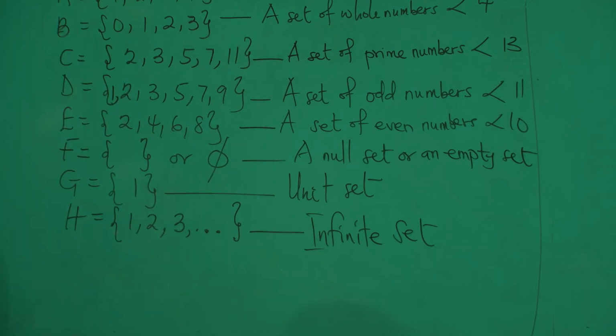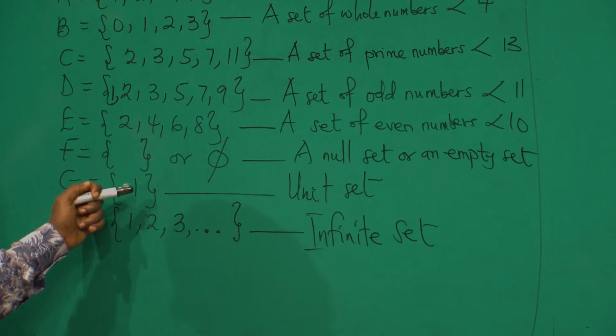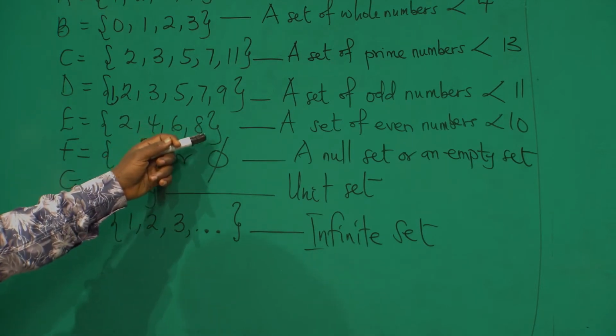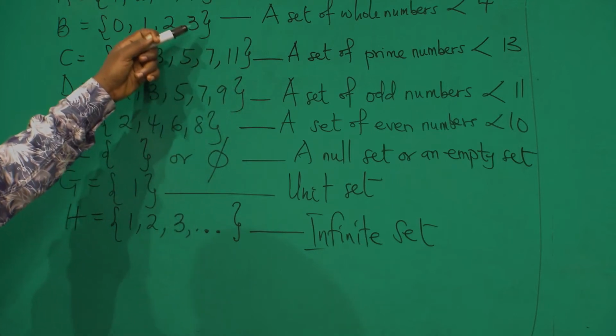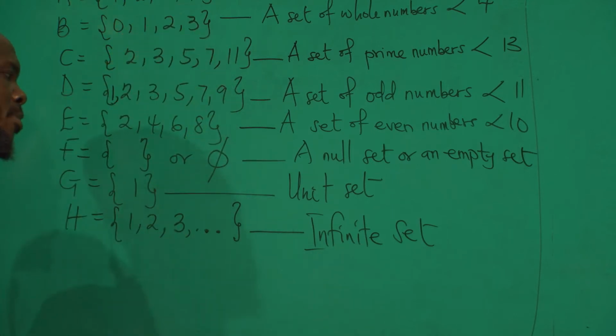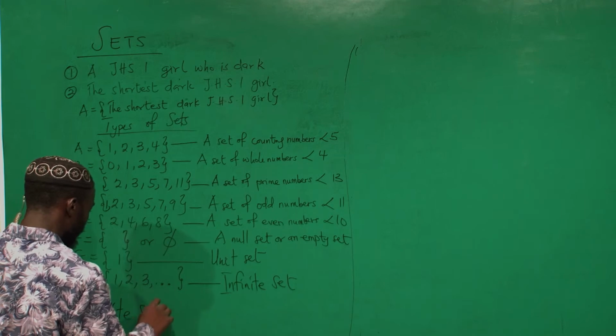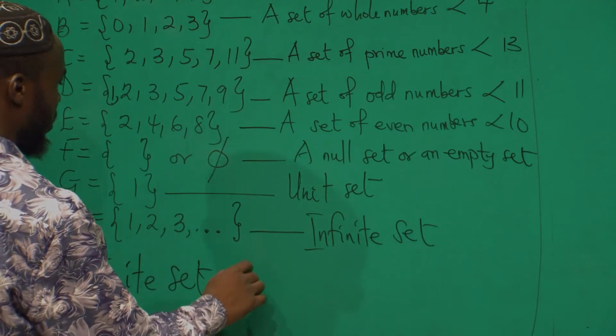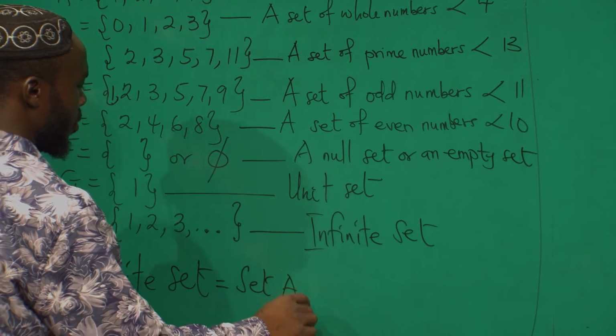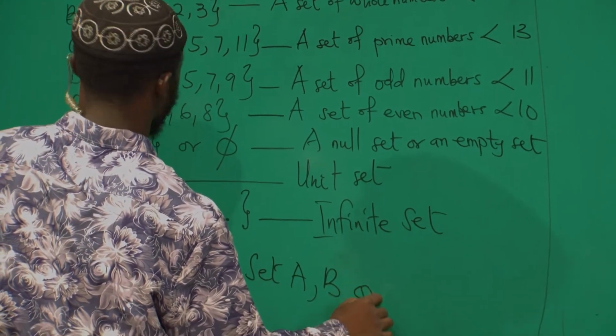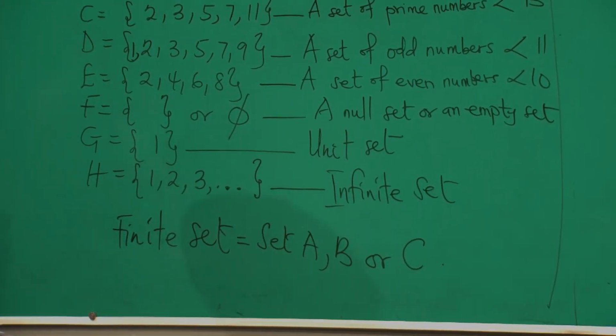All sets whose last member can be found are what? Finite sets. So looking at A, B, C, D, E, and G can all be finite sets because the last member here is 1 and the first member here is also 1. The last member here is 8, that of D is 9, that of C is 11, that of B is 3, and that of A is 4. So it makes them finite sets. That is, sets A, B, or C are all finite sets.